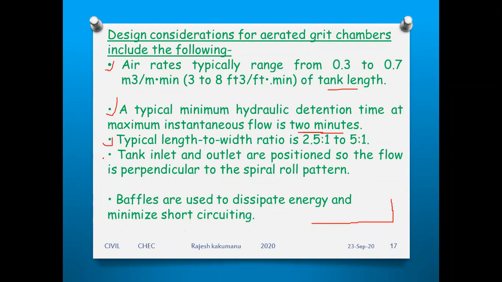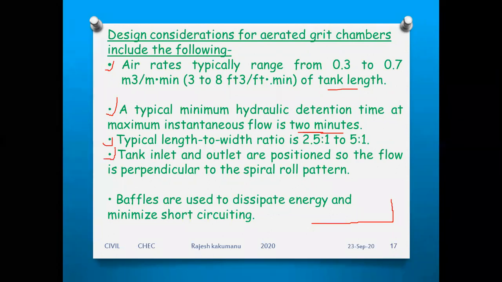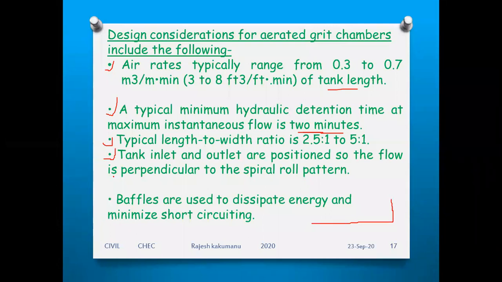Next one is the tank inlet and outlet are positioned so the flow is perpendicular to the spiral roll pattern. So how should it be? The tank inlet and outlet are positioned so that the flow is perpendicular. Suppose we take this tank, it is a horizontal tank.